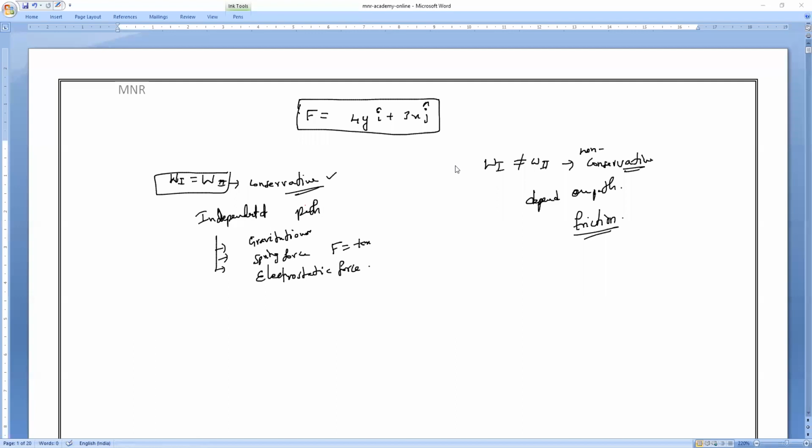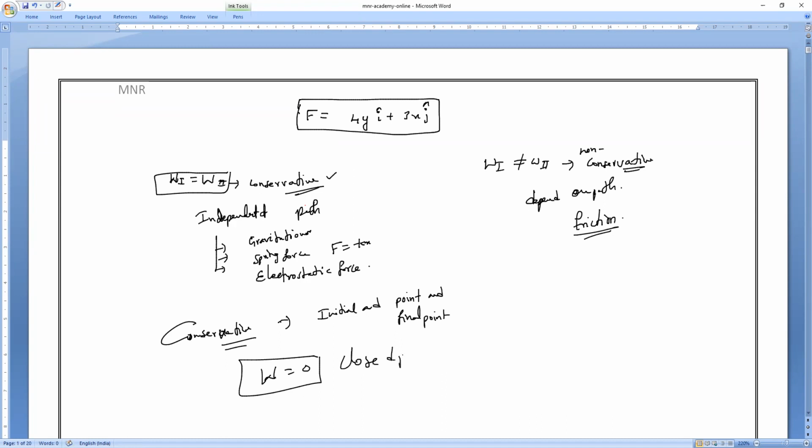Now I'll introduce the derivative concept here. As we studied, conservative forces depend only on the initial point and the final point. So we all know that if it is a conservative force, the work done in a closed path is always 0. But if it is a non-conservative force, the work done is not equal to 0.